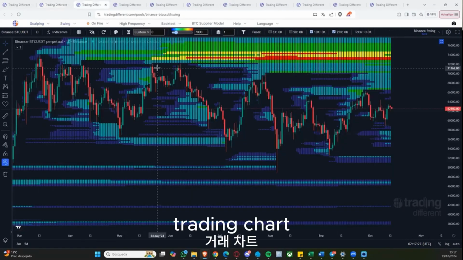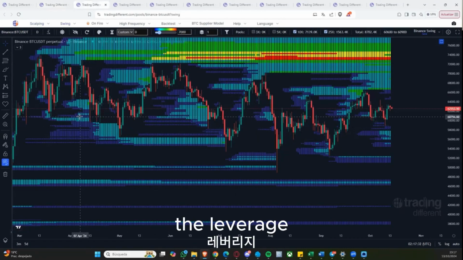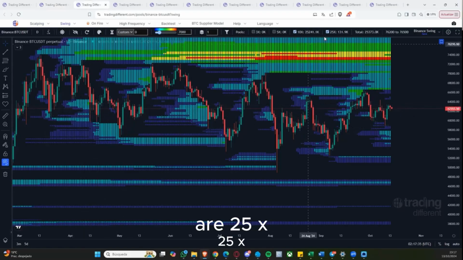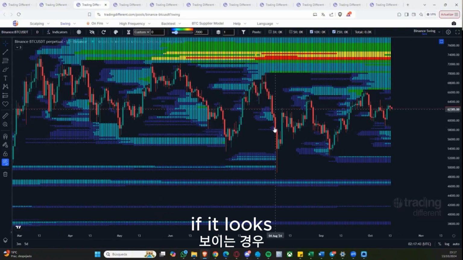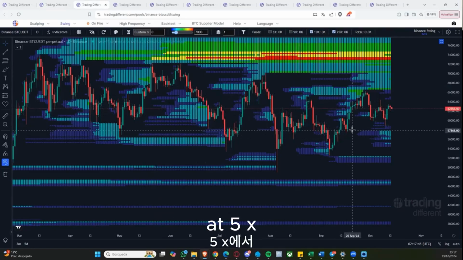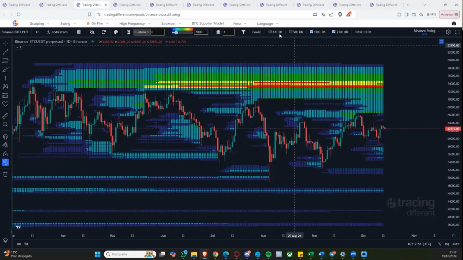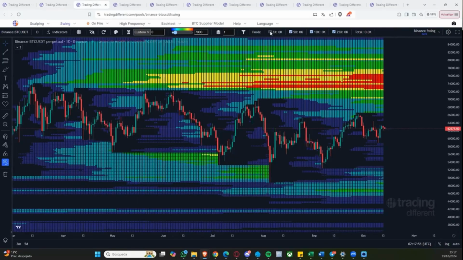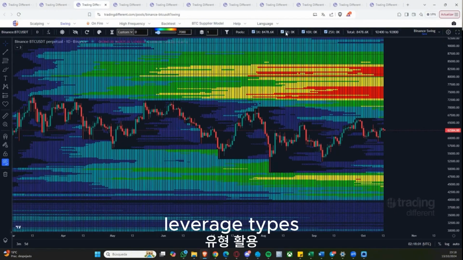In the swing trading chart, for high time frames such as 4 hours or a day, we will see what is important. The leverage levels that matter are 25x and 10x, which is why the price remains in range. This move allows to liquidate stagnation in a general view, but if it looks to break the range, I need to see leverages at 5x and even 3x. Leverage types are the main difference between the scalping chart and the swing chart.